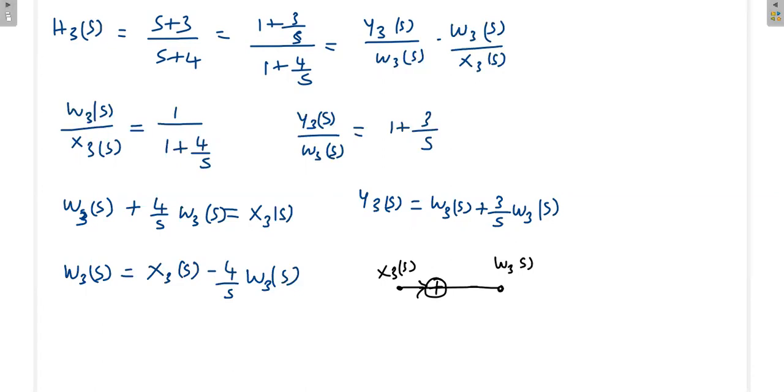Okay, that means W3 of S we need. X3 of S is already there. Then you multiply with one integrator, that is 1 by S, and also with the coefficient minus 4. Okay, minus 4, and it goes like this.